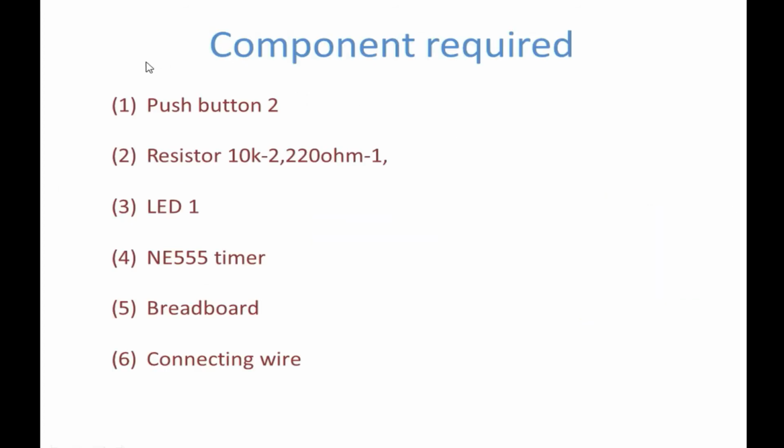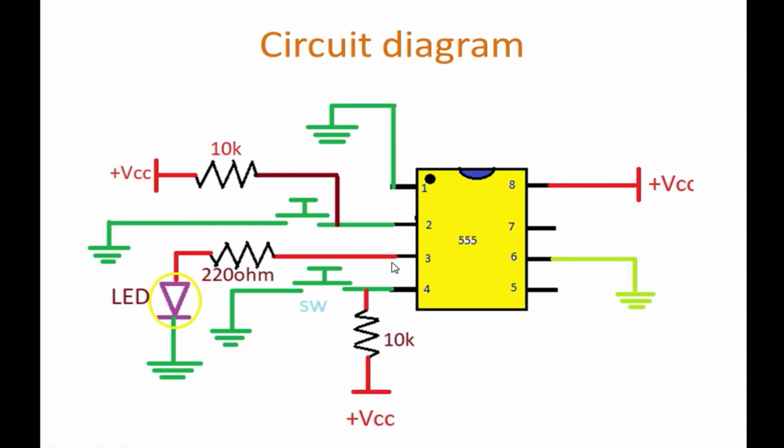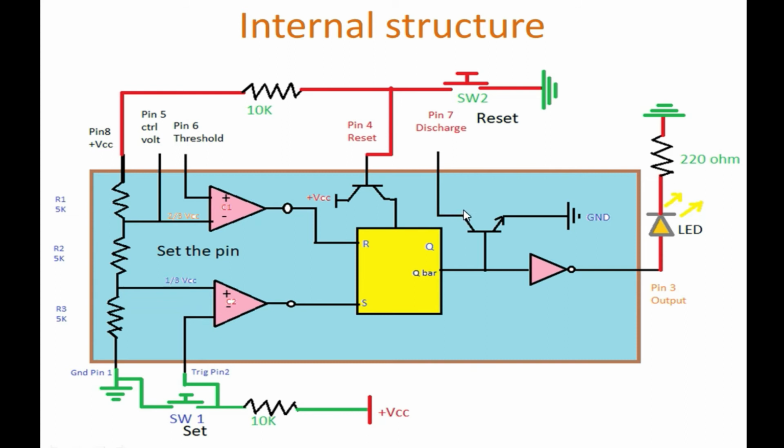The required components for this experiment are here, so go through them. The circuit diagram for this project is here. Please make sure you have connected all this electronic stuff in this configuration. Now we will see the internal structure of the bistable mode. In bistable mode, we are simply setting and resetting the flip-flop, and we are using two push buttons.